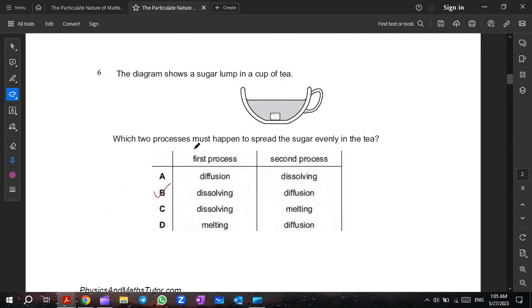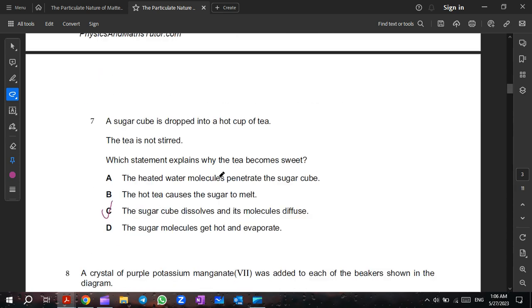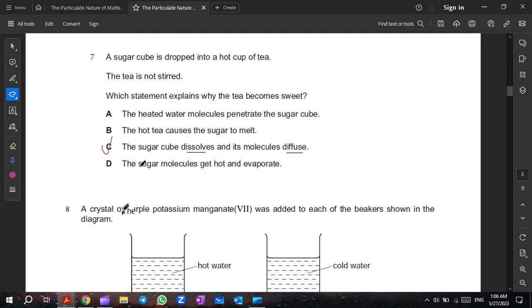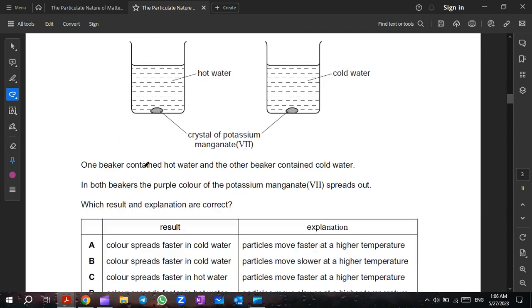Of course, as we looked over here, there's the same question but with a diagram. The sugar molecules, without being stirred, would first dissolve and then diffuse. And it's mentioned here as well, dissolve and then diffuse. So I think it's C. If you have a different answer, let me know in the comments. Okay.